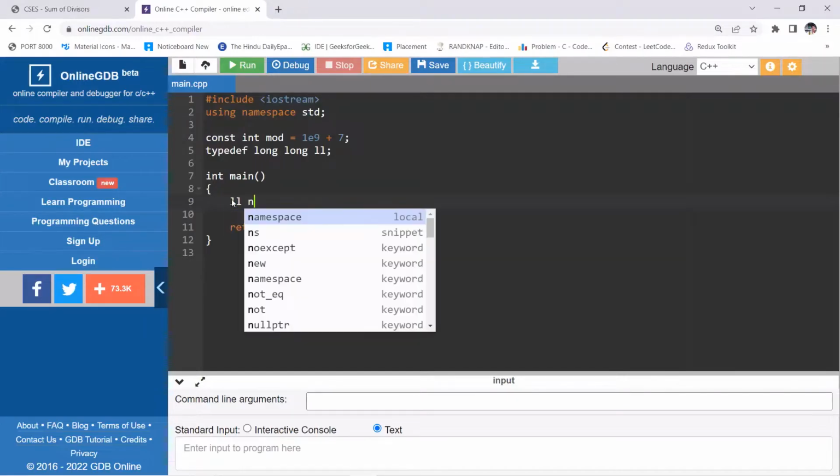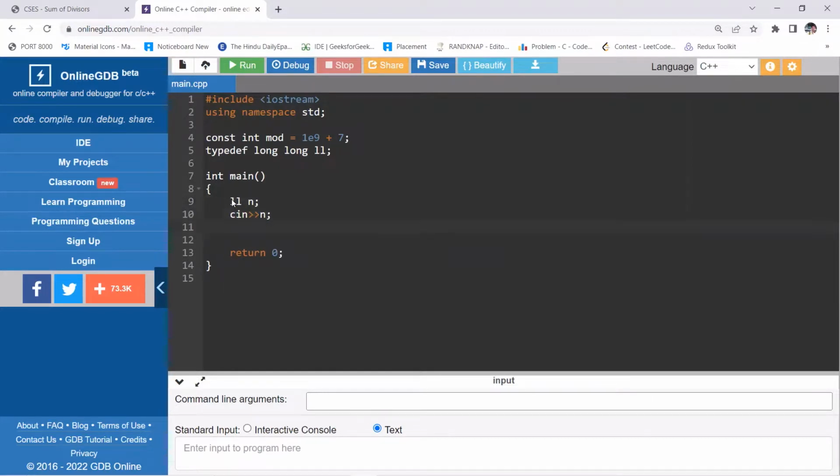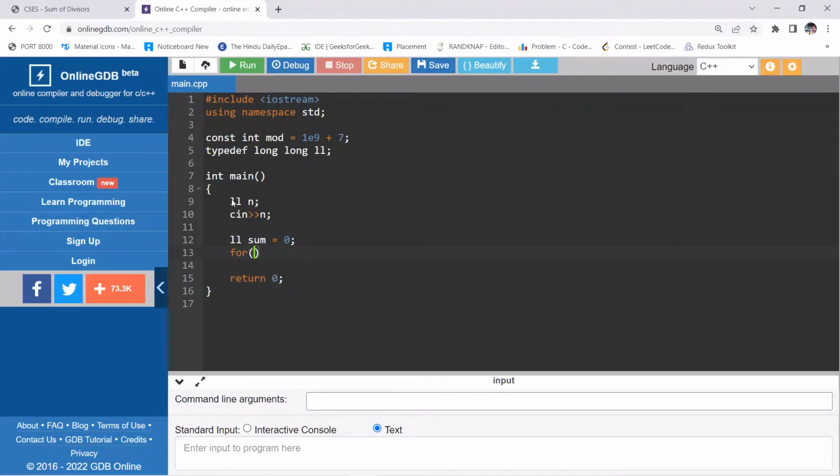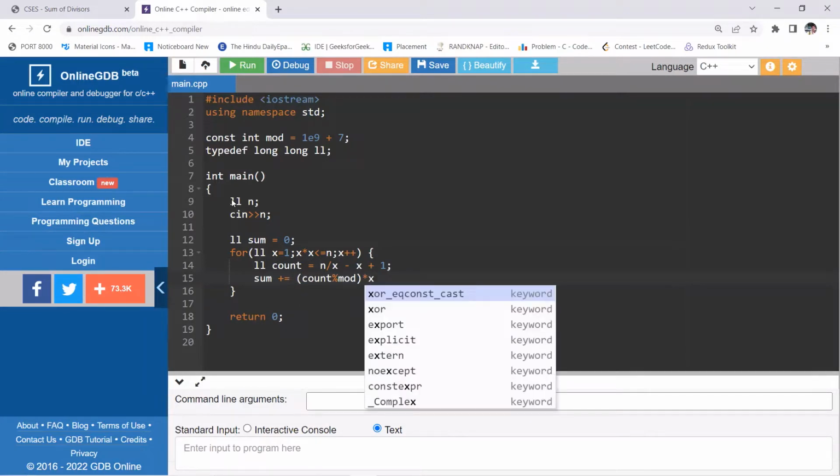So first we can just take an input. Okay, then I will declare a variable sum where I will store the divisor sum. Then we will run this for loop from 1 up to square root of n. Then I will take a variable count, which will be n by x minus x plus 1, as we discussed. Now in the sum we will add this, so sum plus equal to count, and take modulo, and then we can multiply it by x.